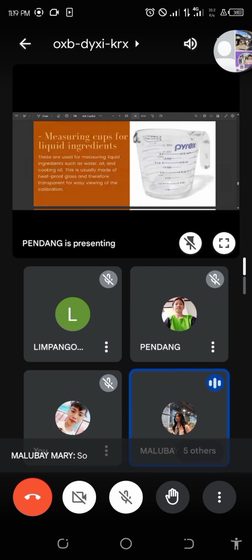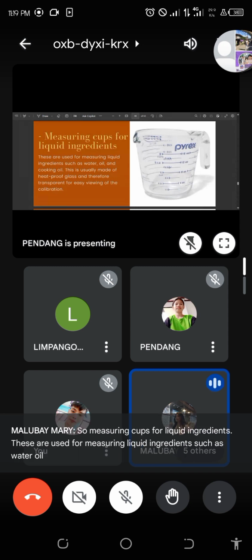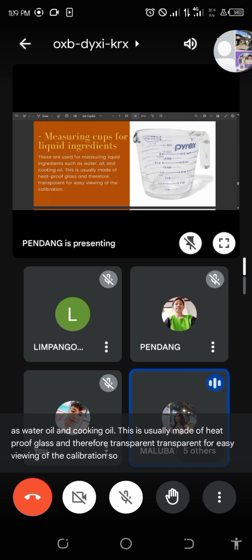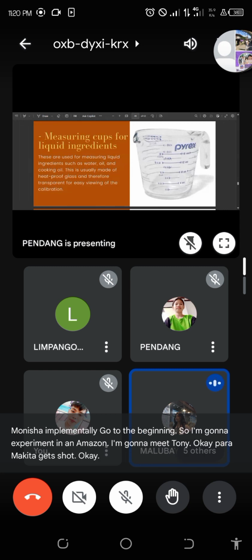So, measuring cups for liquid ingredients. These are used for measuring liquid ingredients such as water, oil, and cooking oil. This is usually made of heat-proof glass and therefore transparent for easy viewing of the calibration. We have seen this used in experiments, because the measurements are easy to see. These are for larger amounts. Okay, next.